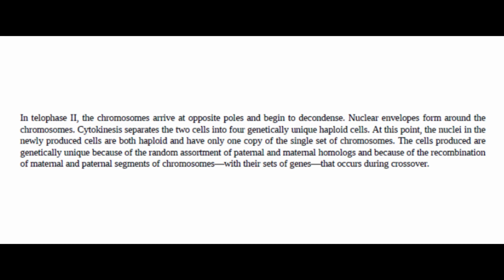In telophase II, the chromosomes arrive at opposite poles and begin to decondense. Nuclear envelopes form around the chromosomes. Cytokinesis separates the two cells into 4 genetically unique haploid cells. At this point, the nuclei in the newly produced cells are both haploid and have only one copy of the single set of chromosomes. The cells produced are genetically unique because of the random assortment of paternal and maternal homologs, and because of the recombination of maternal and paternal segments of chromosomes with their sets of genes that occurs during crossover.